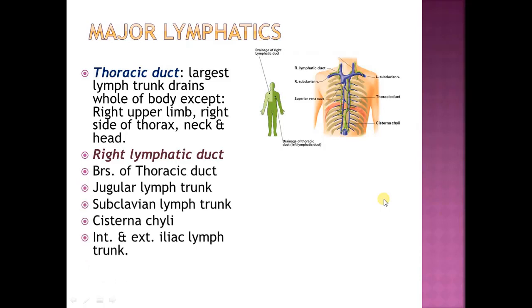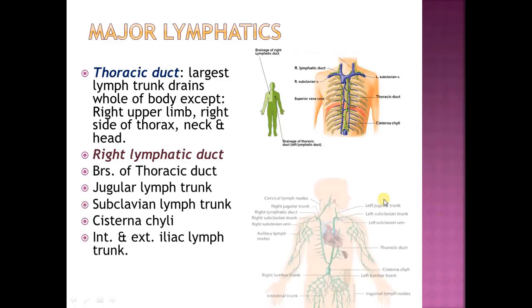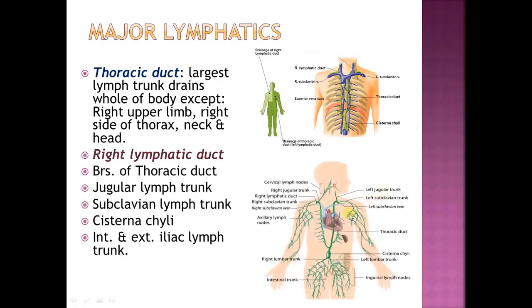Then other major lymphatics which you come across in the body are the branches of the thoracic duct. Then you have the jugular lymph trunk, which is coming from the neck and drains your head and neck. Then the subclavian lymph trunk, a major lymph trunk which drains part of your upper limb and part of your thorax. Then external iliac lymph trunks.